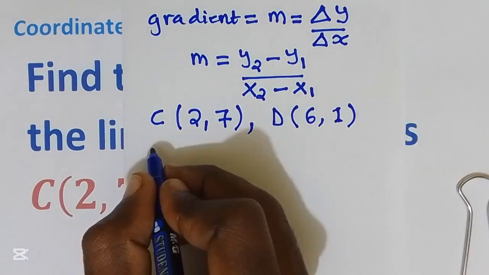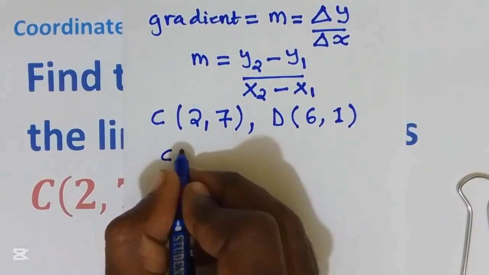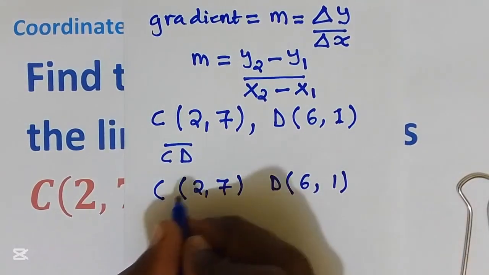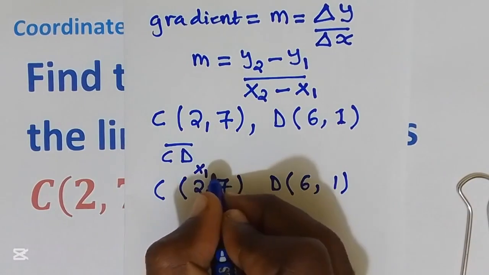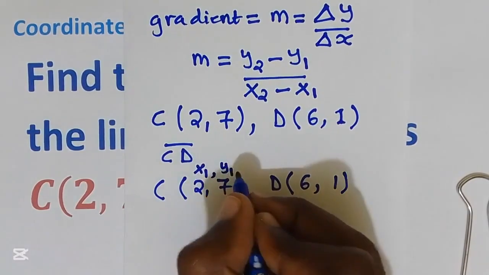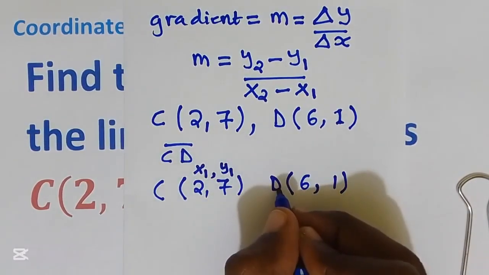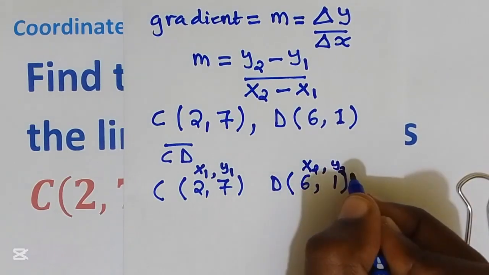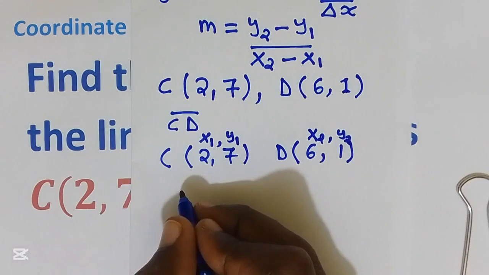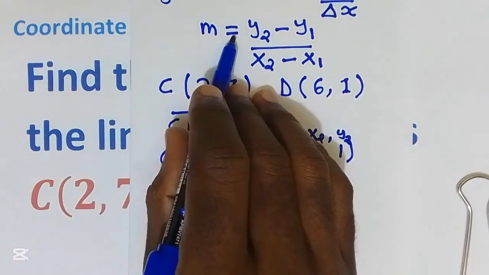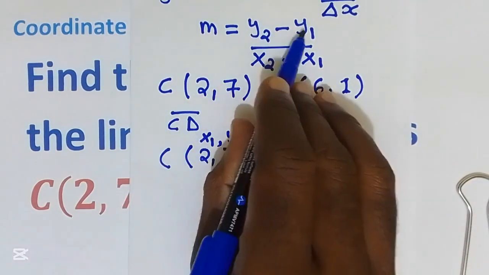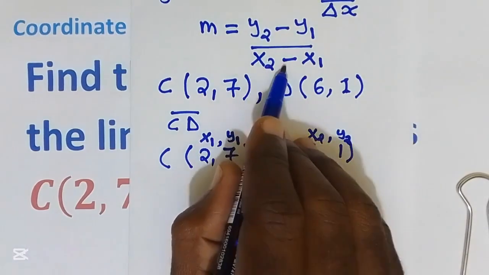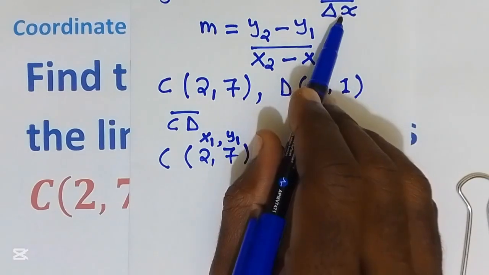We need the slope of line CD. I'm going to call point C as (x1, y1), and point D, I'm going to call it (x2, y2). As we said, slope is equal to y2 take away y1, that is change in y, over x2 take away x1, that is change in x.